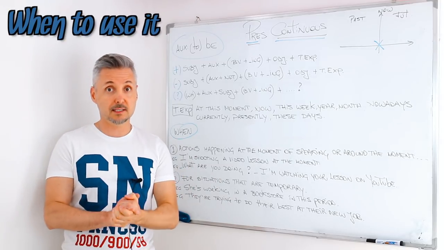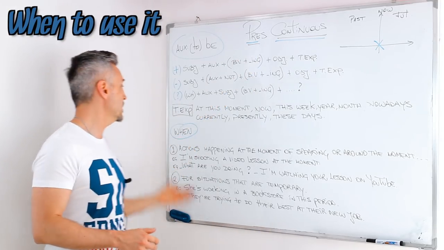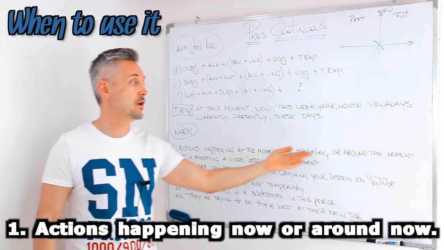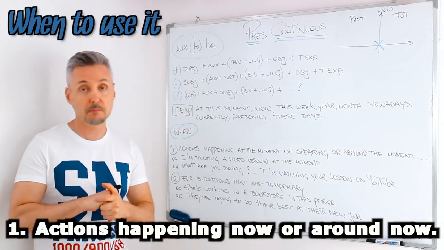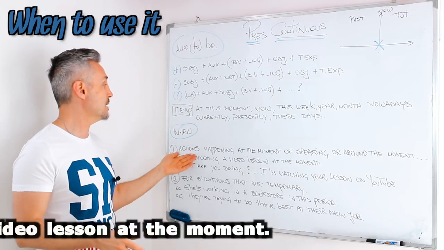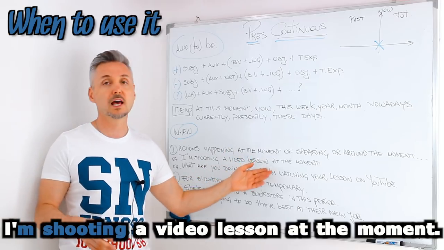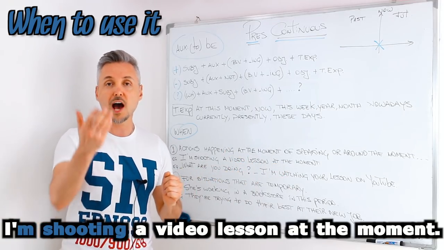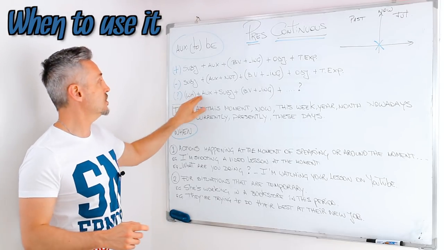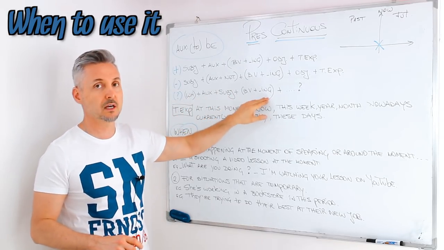When do we use this tense? So I said we use it for actions happening at the moment of speaking or around the moment of speaking. I told you at the beginning, I'm shooting a video lesson at the moment. So I could ask you, what are you doing now? What are you doing now?